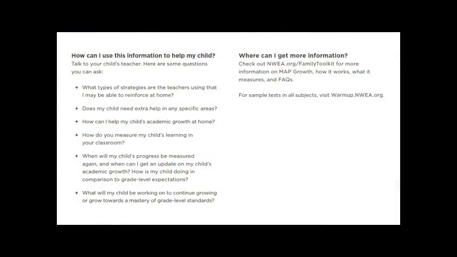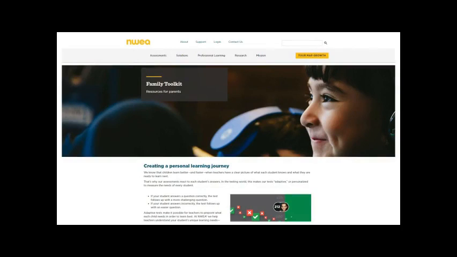The end of the report lists questions for families to ask you, like, does my child need extra help in any specific areas? And when will my child's progress be measured again? Consider using these questions to guide your conversations. If families have additional questions about MAP Growth, they may want to reference the Family Toolkit. The URL is included on the report. The MAP Growth Family Report helps you build partnerships with families. Use it to come to a shared understanding of where your students are, to start conversations about supporting student needs, and to celebrate the progress your students are making.